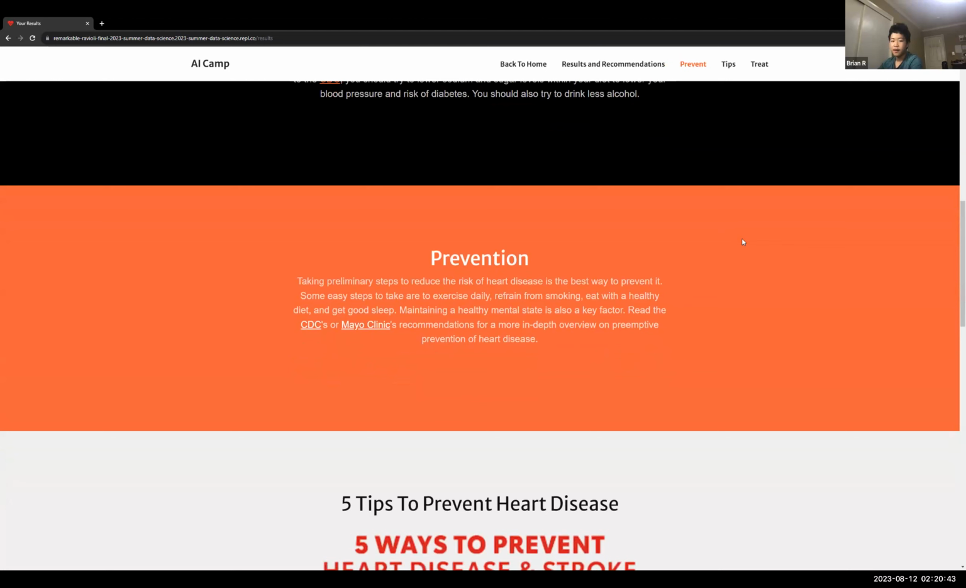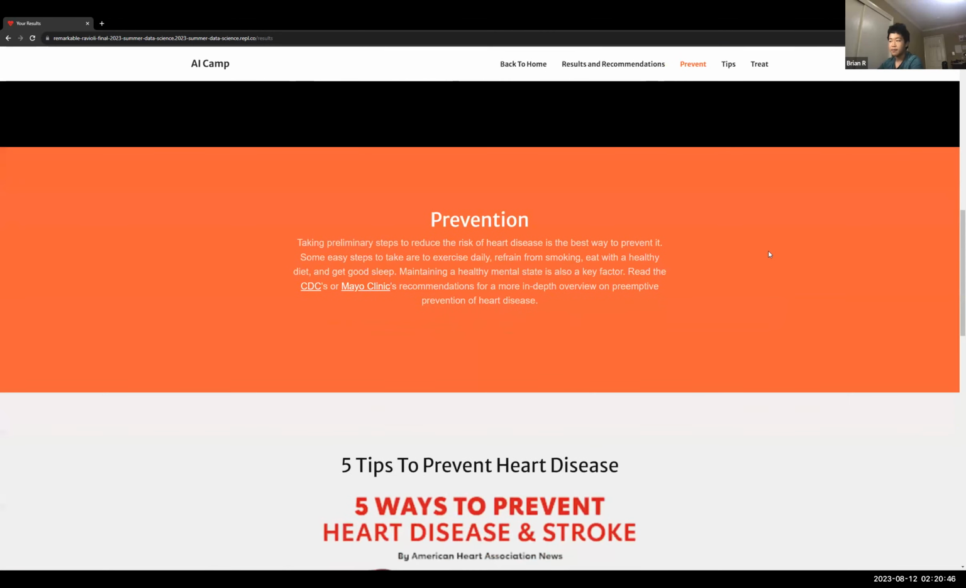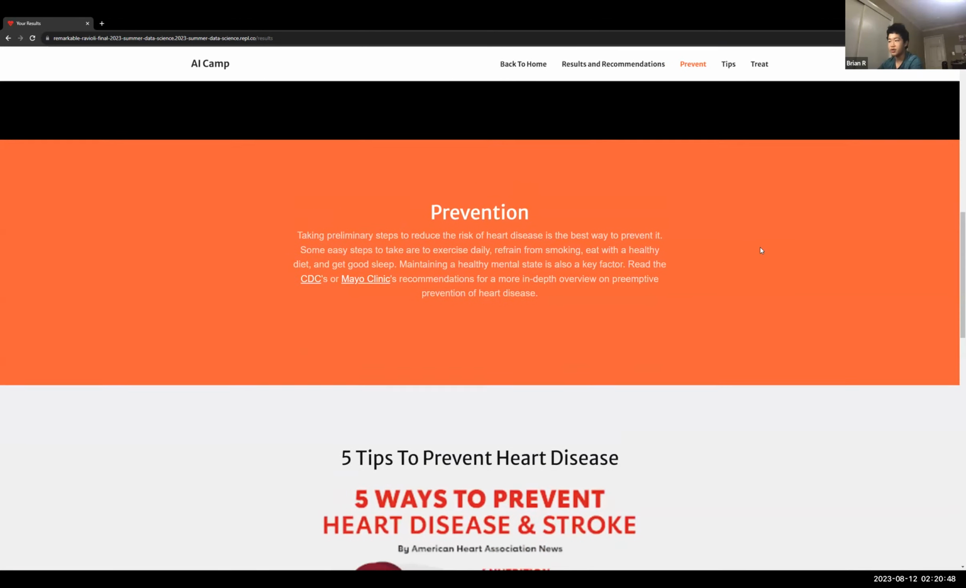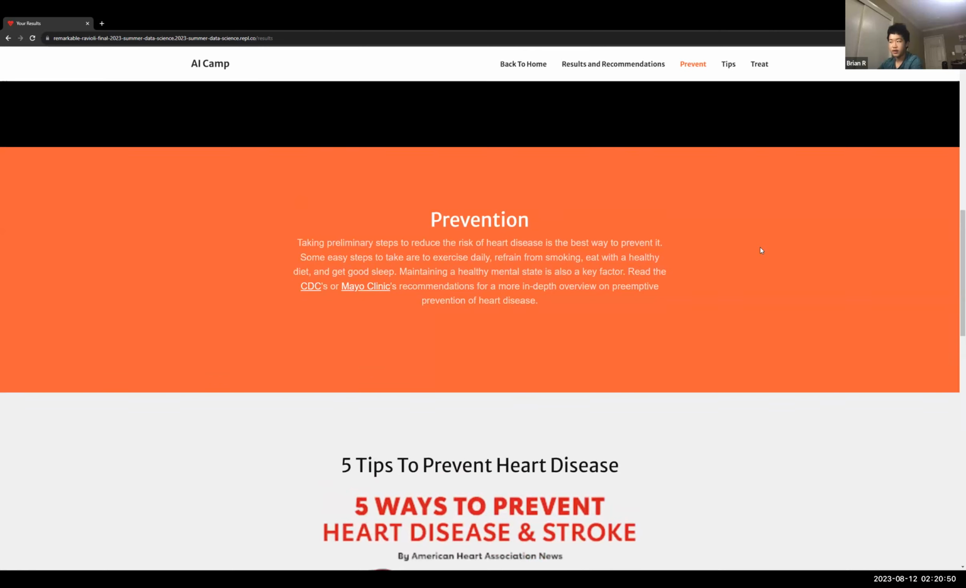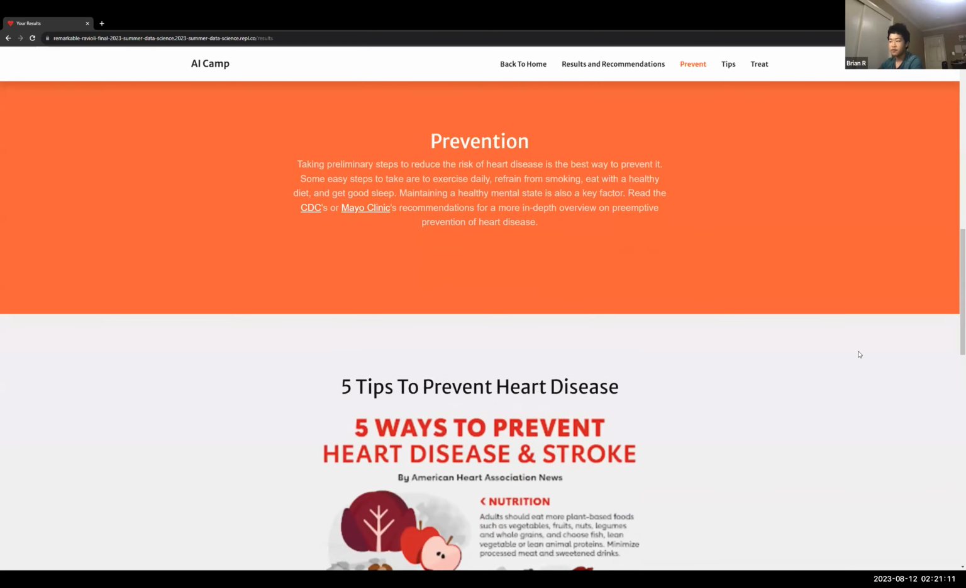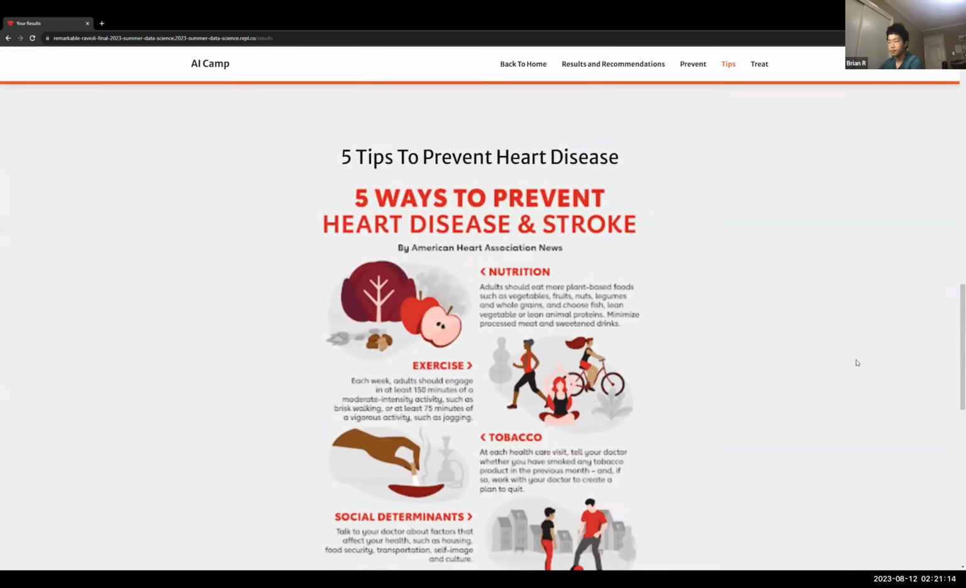For the high risk category, we would tell the person to go to a medical professional or the doctor for further advice. The next section we have is about prevention, which goes over preliminary measures to prevent and reduce the risk of heart disease. And this section basically just gives some easily implementable advice to prevent heart disease, such as exercising daily, refraining from smoking, eating a healthy diet, getting good sleep, and maintaining good mental health. Essentially just maintaining good health, which, if you saw our correlation graph, general health has a pretty good correlation with heart disease.